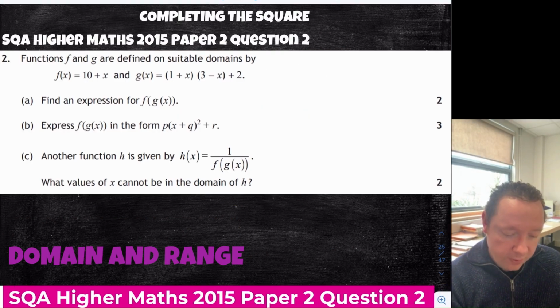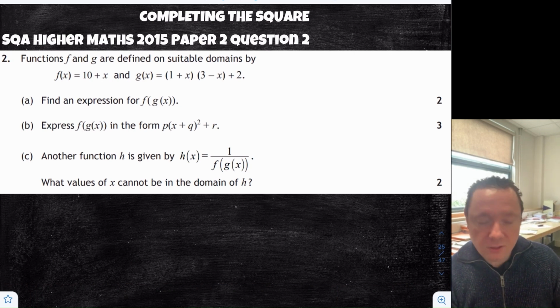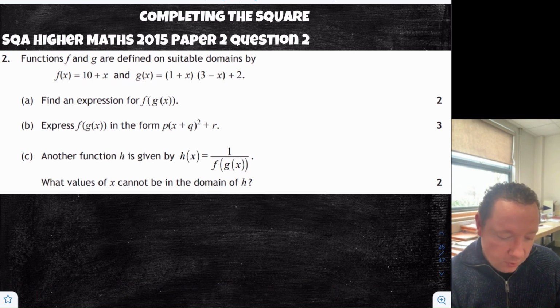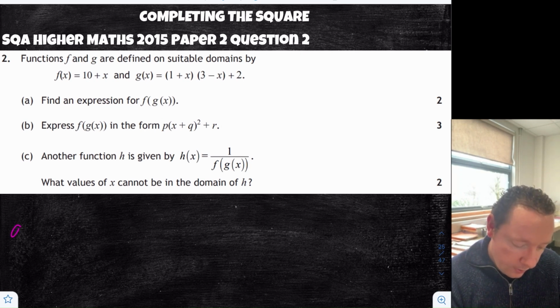Okay, completing the square. SQA Higher Maths 2015, paper 2, question 2. The functions f and g are defined on suitable domains. First of all, it's a composite function question, but then there's a bit of completing the square at the end. So part A, f of g of x.